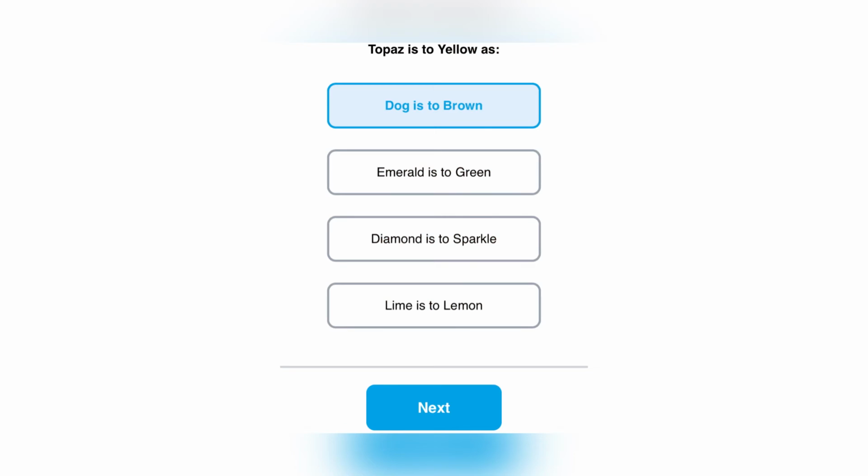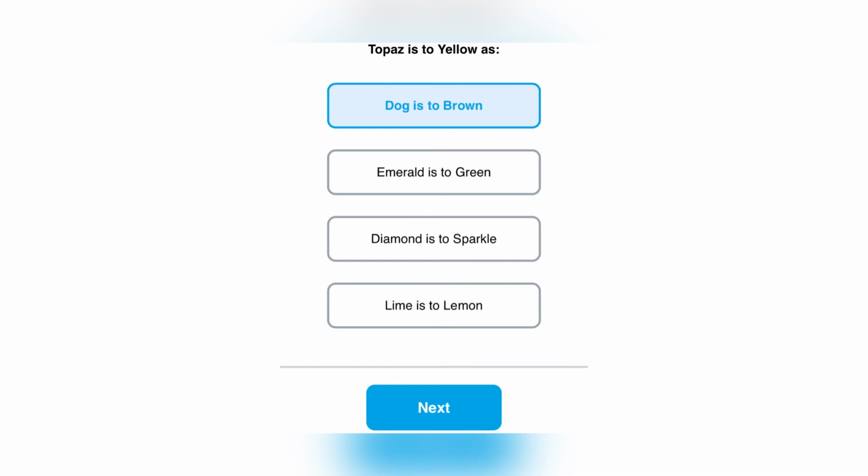And now we go to the final type of question. It's again an analogy question, but the difficulty level is raised a little bit higher. So the question is, topaz is to yellow as, and there are also 4 answers, making it a little bit harder because there's more variety in options and less room for guesswork. So what is the answer?